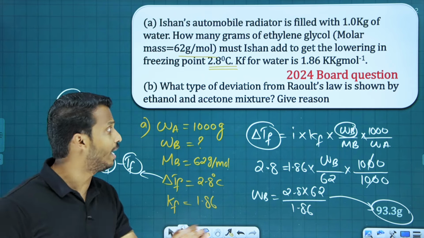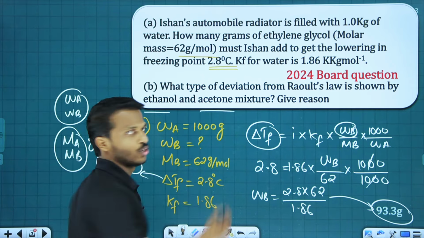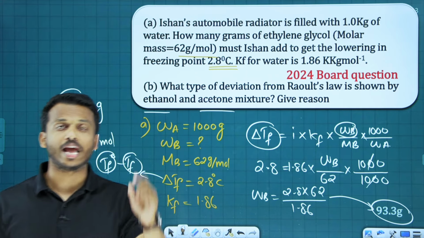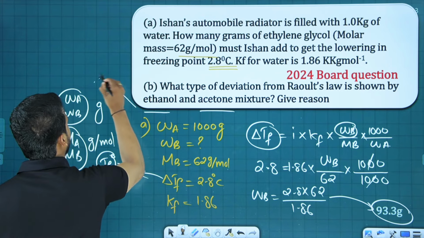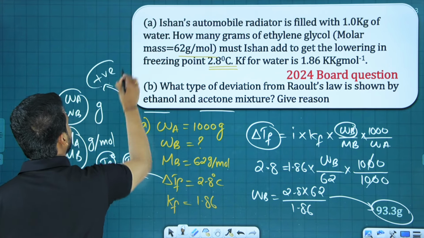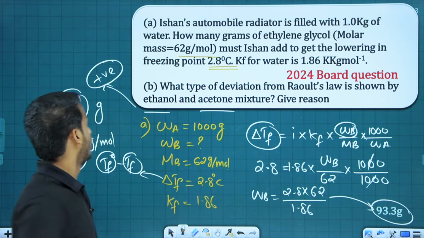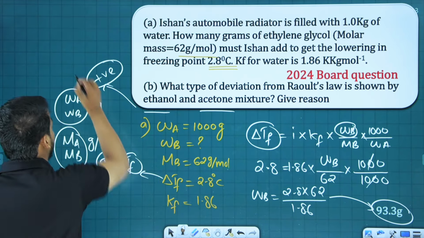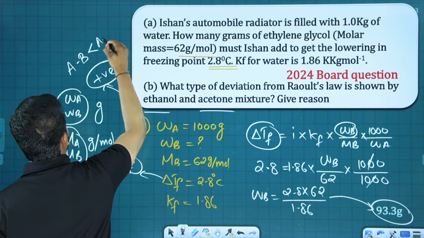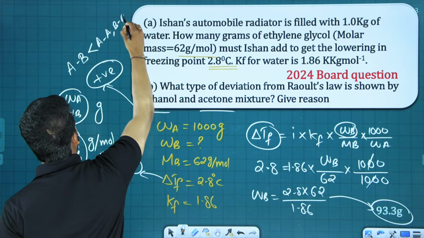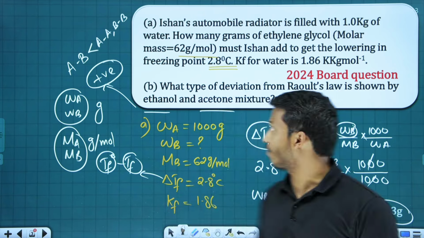There is one more question. What type of deviation from Raoult's law is shown by ethanol and acetone? Where we studied ethanol and acetone. That is positive deviation, right? Ethanol and acetone show positive deviation from Raoult's law, and give reason. Because in positive deviation, AB interaction is weaker than which one? AA and BB interaction, right? Yes or no?